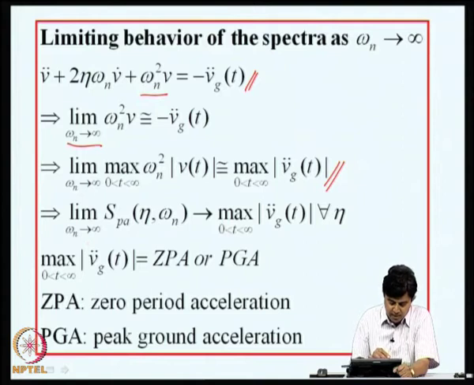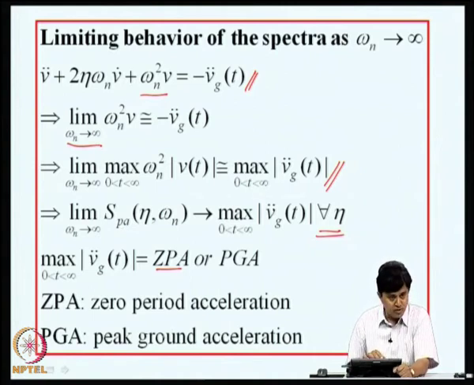In other words, the limiting value of the pseudo acceleration response spectrum as omega n tends to infinity, or period goes to 0, is nothing but the maximum value of ground acceleration. This is true for all damping values; it is independent of the damping of the single degree of freedom system. This quantity is known as the zero period acceleration or the peak ground acceleration. So, the pseudo acceleration response spectrum for omega n tending to infinity should converge to the peak value of ground acceleration for all values of damping. If on the x axis you plot period instead of frequency, then at zero period all the response spectra should be anchored at a single value, which corresponds to the peak ground acceleration of the signal for which you are constructing the response spectrum.